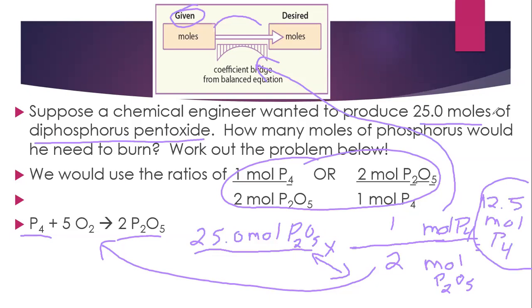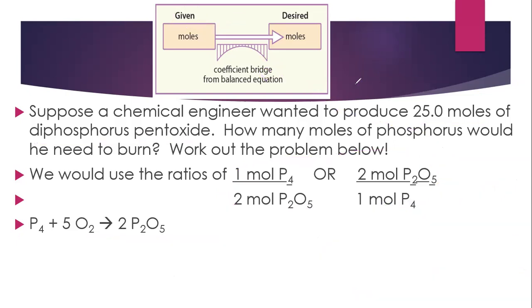12.5 moles P4. Okay, rounding. If we start with only 3 significant digits, like 25.0, then our final answer can only have 3. So in the middle of the problem, we don't have to round, but at the end, we need to round to match our sig digs, okay? Let's go ahead and go to the next slide.